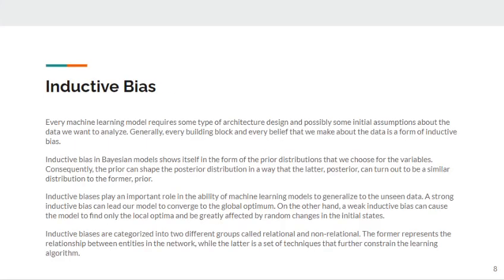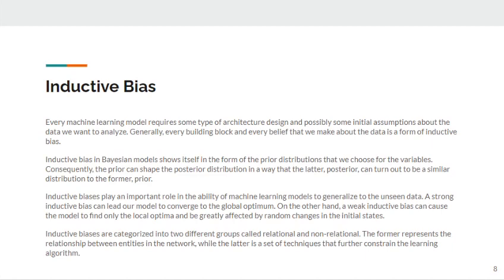Inductive bias. Every machine learning model requires some type of architecture design and possibly some initial assumptions about the data we want to analyze. Generally, every building block and every belief that we make about the data is a form of inductive bias. Inductive bias in Bayesian models shows itself in the form of the prior distribution that we choose for the variables. Consequently, the prior can shape the posterior distribution in a way that the latter, which is the posterior, can turn out to be a similar distribution to the former, which is the prior.